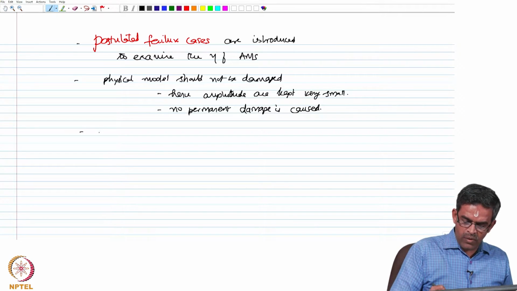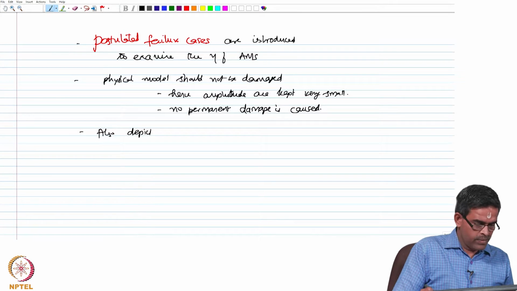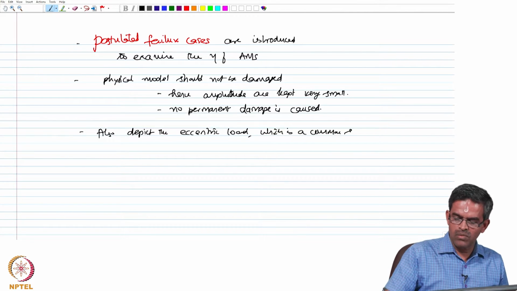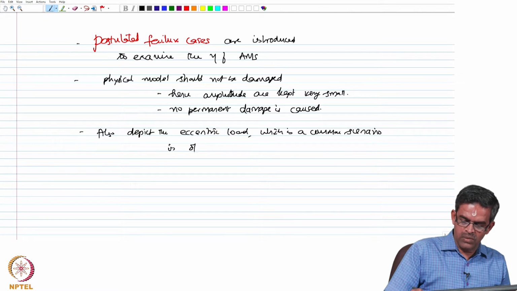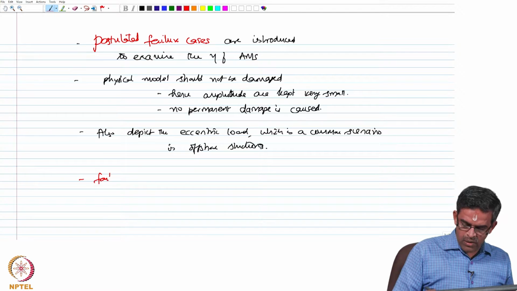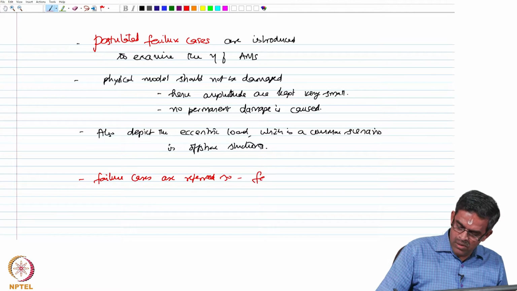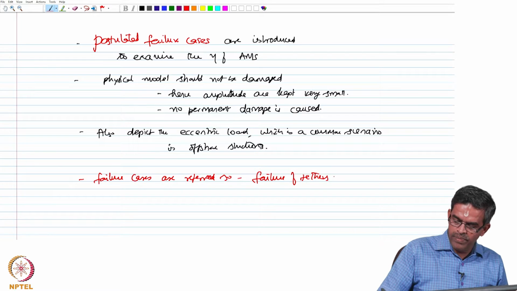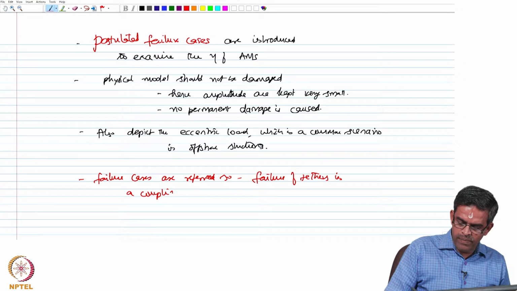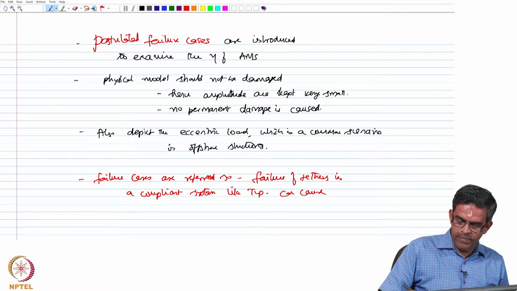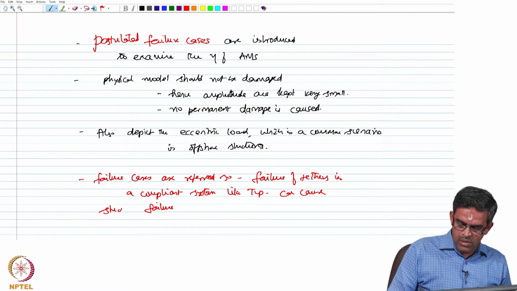Okay. So, the postulated failure cases also depict the eccentric loading, which is a common scenario in offshore structures. Now, they are called failure cases, or referred so, because failure of tethers in a compliant system like TLP can cause failure really. I should say can cause a structural failure.